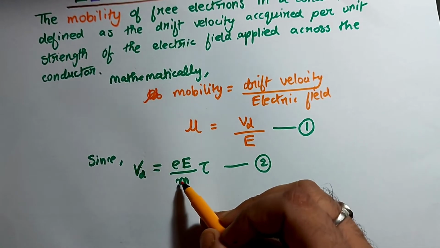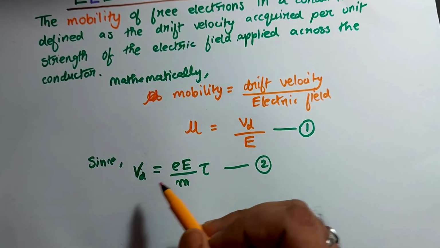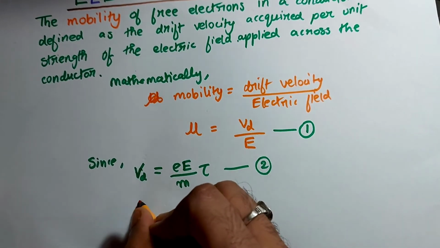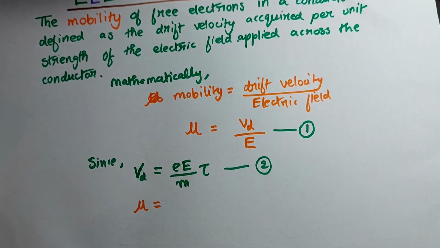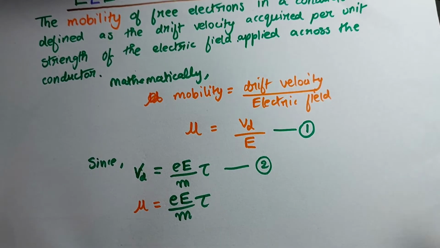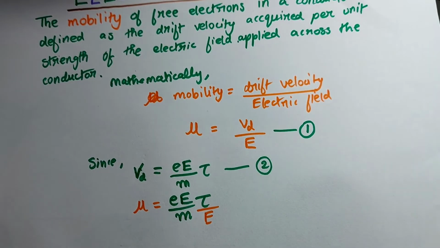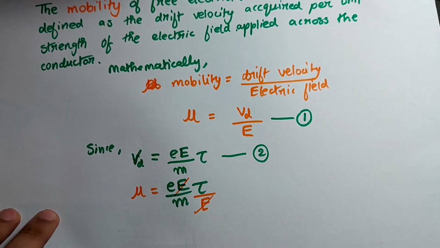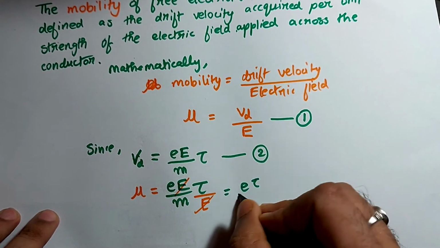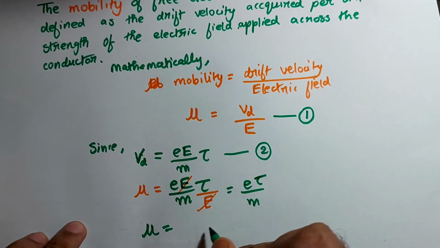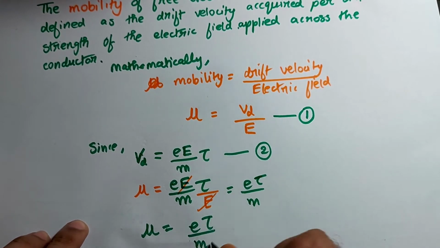If I use this equation, Vd is equal to eE by m into tau, in equation number 1, we will get mu is equal to, the value of Vd is eE by m into tau, and we have E at the bottom. Now E and E get cancelled out, so we are left with mu is equal to e tau by m. So mobility is equal to e tau by m. This is also an expression for mobility of free electrons.